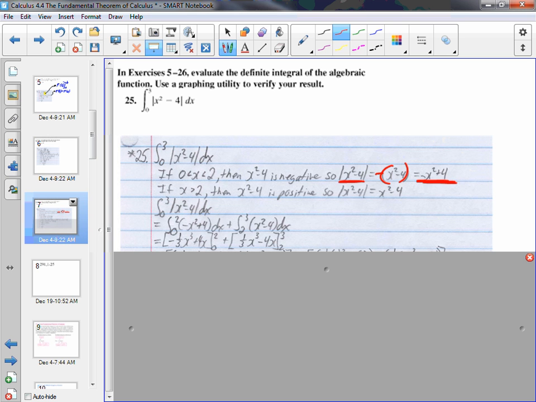So we're at the capital F of x. We're at this stage, right? Capital F of x, evaluated from a to b. We have to do it twice because we had two integrals. Now we're ready for the capital F of b minus capital F of a stage.